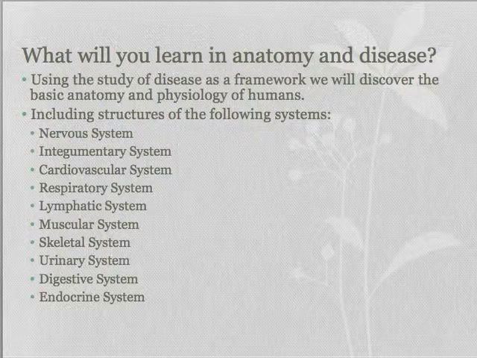Some of the structures we'll study come from the following systems. We have the nervous, the integumentary or your skin, cardiovascular, respiratory, lymphatic, which is your immune system almost, and muscular, skeletal, urinary, digestive, and endocrine systems. So we'll get into what all those are here in the next couple of days.